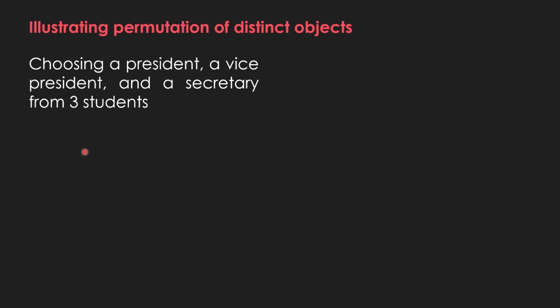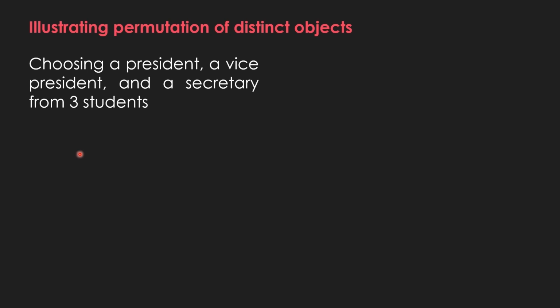So if we consider that as an arrangement, we will always see that there could only be one president. Any one of them can be the president, and it's only one. Any one of them could be the vice president, and it's only one vice president. And of course, the remaining person will automatically become the secretary.